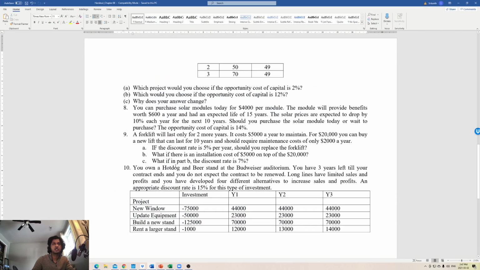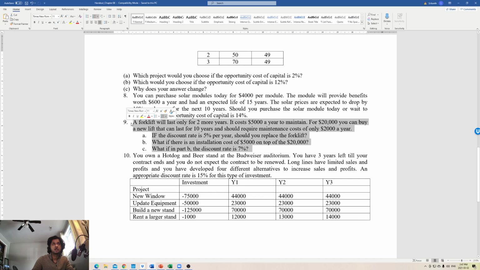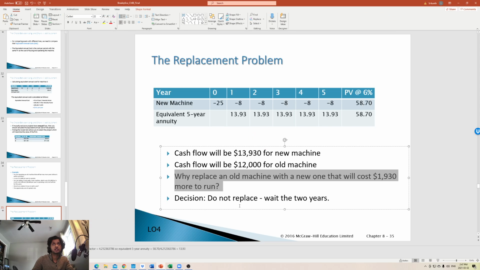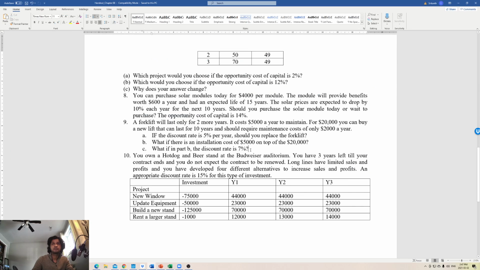There's one more question over here in your handout number 8, and you could attempt this question. It is very, very similar to this particular question, and you could tell me the answer, and you could check the answer with me later on.